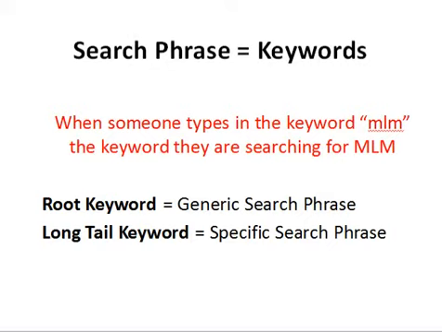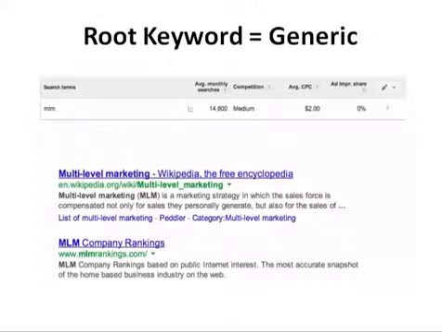These are usually going to be your more powerful keywords, and if you target the right long tail keywords in general, it's going to be much easier to make a lot more money from. So just to go over, a root keyword is very, very generic, and a long tail keyword is very, very specific. To break this down a little bit, here's the root keyword for MLM, as you see it up top.